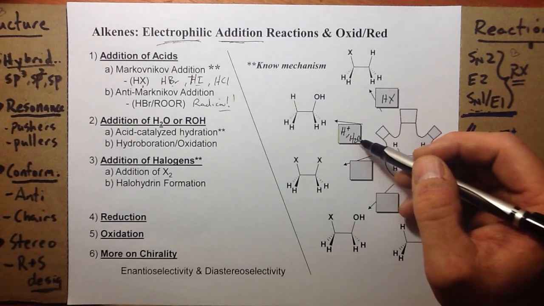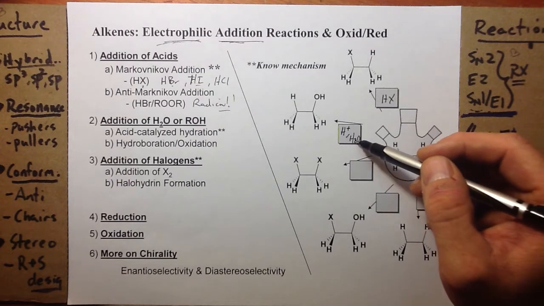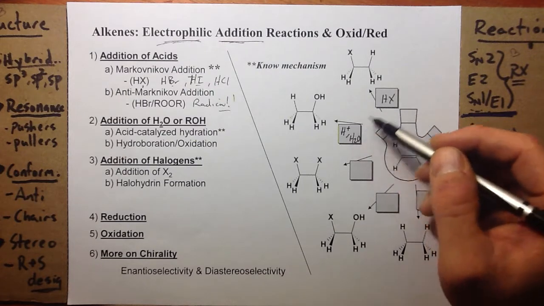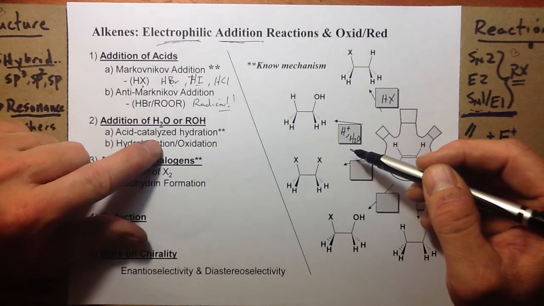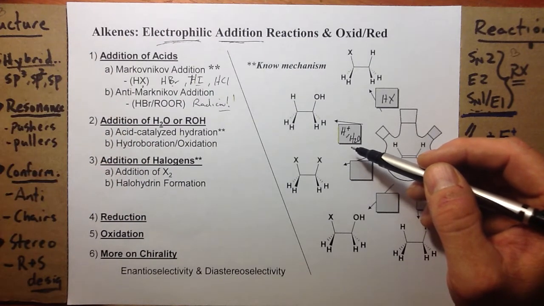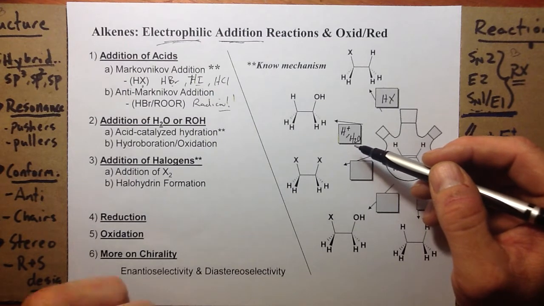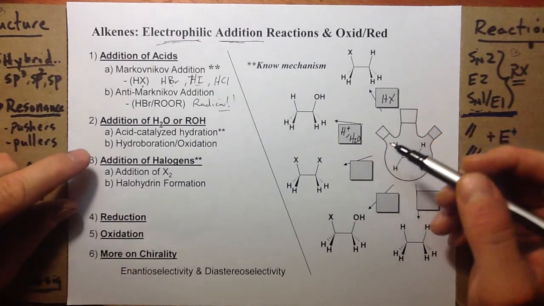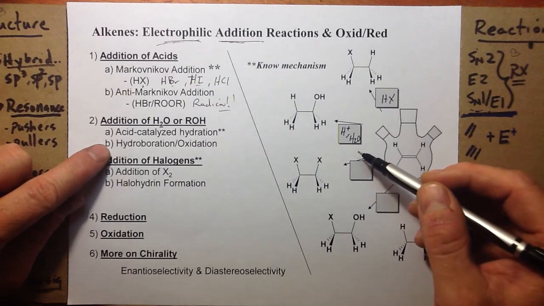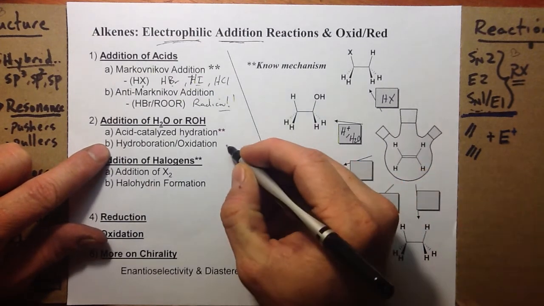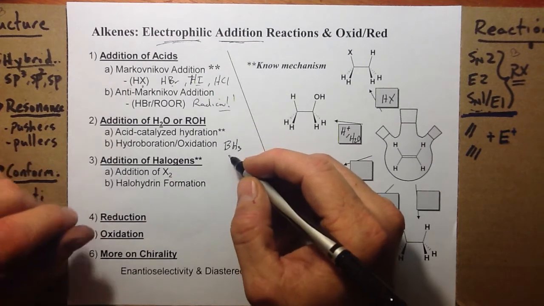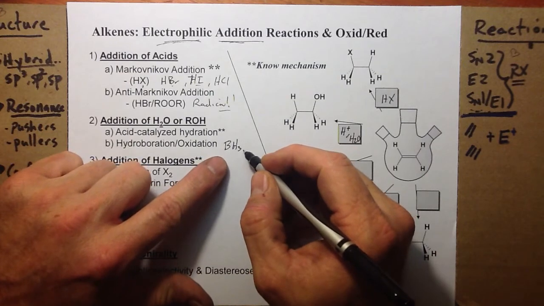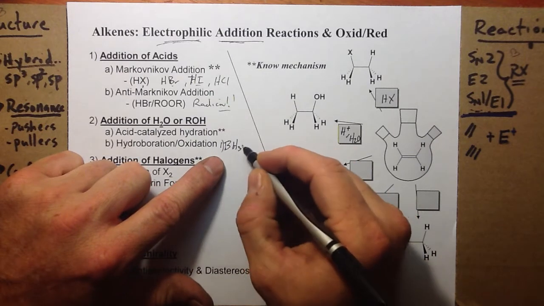And then we'll follow up with an attack with water. Water being used as a nucleophile in the second step. So very, very similar mechanisms between 1A and 2A. Acid catalyzed hydration and Markovnikov addition of HBr, HI, or HCl. In number 2B, very different, we'll be using BH3 or variations thereof in a second reaction.